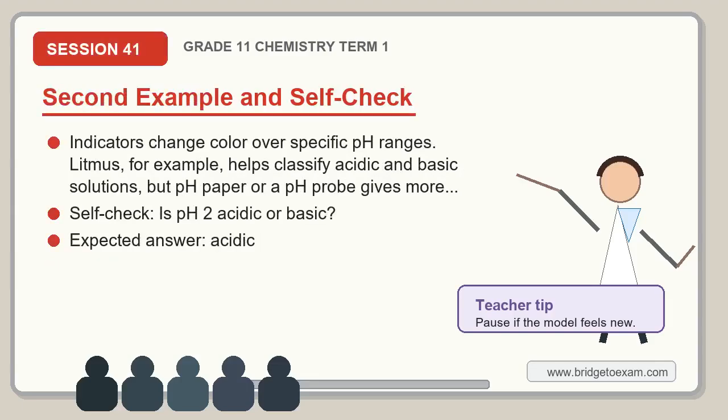Here is a second example. Indicators change color over specific pH ranges. Litmus, for example, helps classify acidic and basic solutions, but pH paper or a pH probe gives more detailed information.